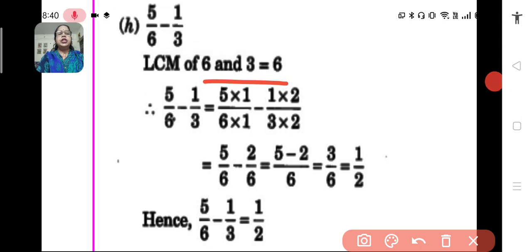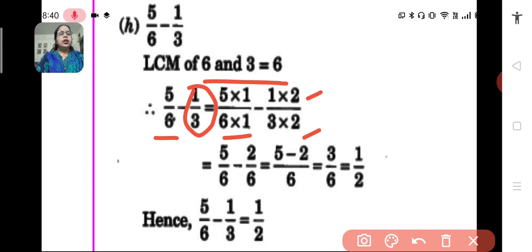So, we have to change both the fractions to equivalent fractions so that the denominator is 6. The first fraction, 5 upon 6, already has the denominator 6, so we can multiply that by 1. The fraction 1 upon 3 has to be multiplied by 2, the numerator and denominator both multiplied by 2, to get the equivalent fraction with denominator 6.